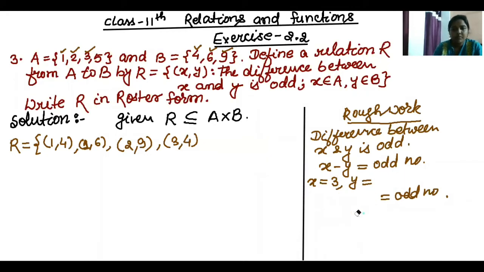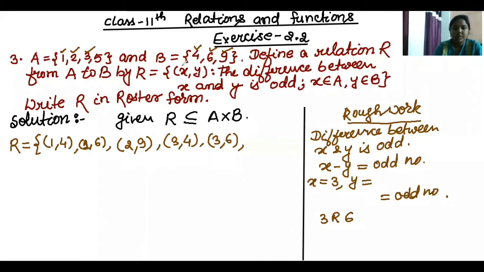Now next element, we will select x equals 3 and y equals 6. So 3 minus 6, here we are getting -3. Yes, this is again an odd number. So we'll write 3 is related to 6. So we'll write element (3, 6) belongs to R. The next.